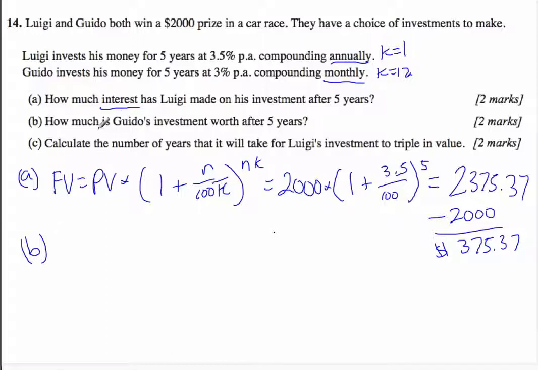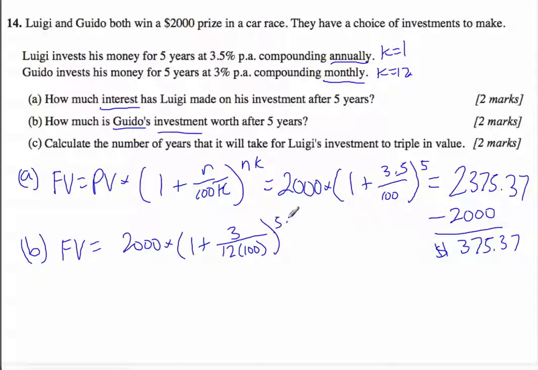Okay, next question, how much is Judo's investment worth? So we won't be subtracting this time. We want to know how much it's actually worth. So in this case, the future value is 2,000 times 1 plus 3% is his interest rate, but k is 12 this time. So we have 12 times 100 down here, to the power of 5 times 12.